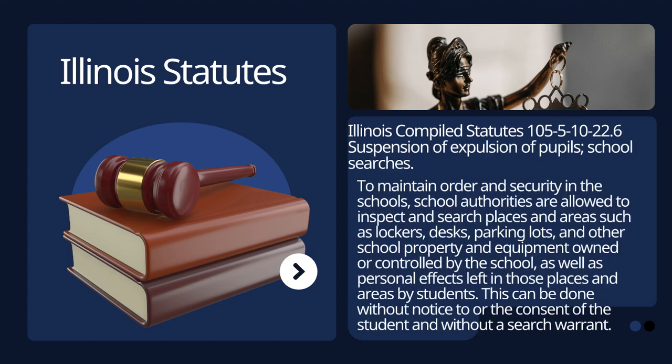Illinois Compiled Statutes 105 ILCS 5/10-22.6. Suspension or expulsion of pupils, school searches. To maintain order and security in the schools, school authorities are allowed to inspect and search places and areas such as lockers, desks, parking lots, and other school property and equipment owned or controlled by the school, as well as personal effects left in those places and areas by students. This can be done without notice to or the consent of the student and without a search warrant.